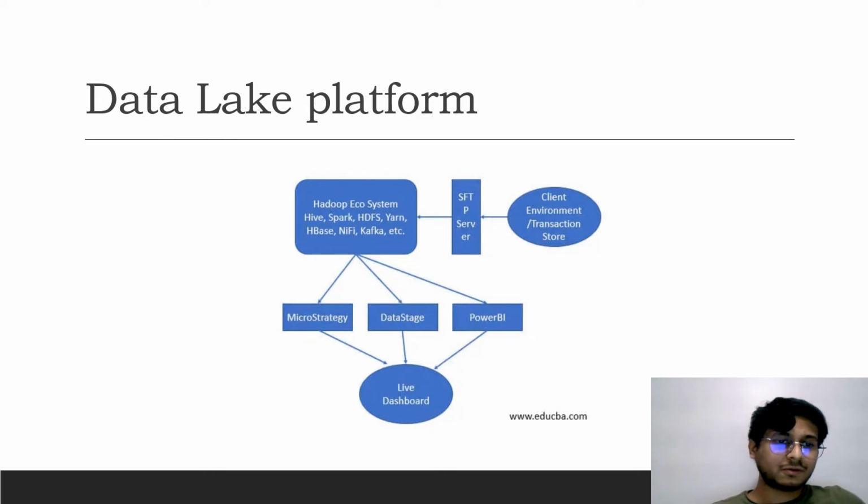It consists of the Hadoop ecosystem, SFTP server, client environment, MicroStrategy, DataStage, Power BI, and Live dashboard. MicroStrategy is an enterprise business intelligence application software. It's a flagship platform that contains multiple features designed to help enterprises make data-driven decisions and optimize business processes. A Live dashboard is a performance tool used to analyze, track, and report on the company's data in real time. With the help of interactive data visualizations, these real-time dashboards are automatically updated and provide the user with instant access to critical data.